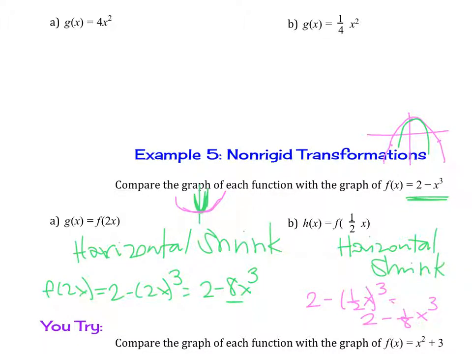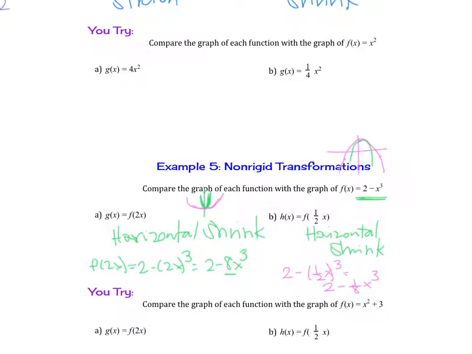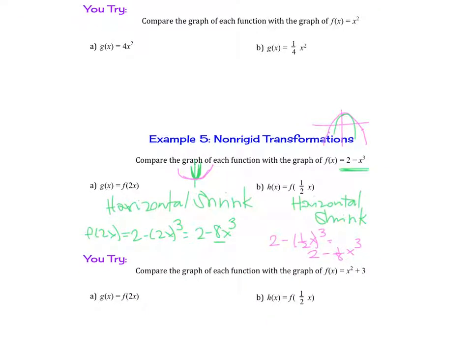Notice that the pink one is stretched. That's why it's called a horizontal stretch. It stretches away from the y-axis. It makes more of a bowl shape. So if you would like, go ahead and try to do these examples here. Try g of x equals 4x squared. Just compare the graph. Describe the transformation of a up here and b, and then also do it for a and b down here.